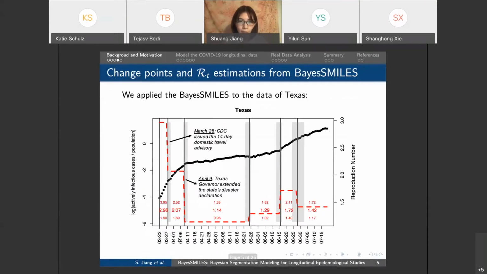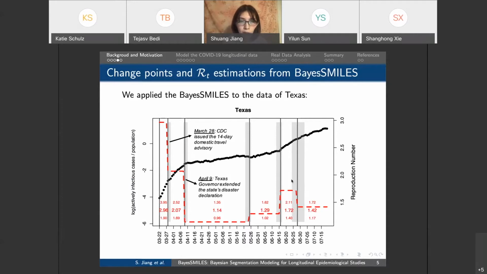Before we dive into the details of Bayes Miles, I would like to first show some results when we apply it to real data. Basically, Bayes Miles will help us answer the two questions, when and how, regarding those important interventions. When applied to the data we observed in Texas, our model detected 5 transition points, as marked by the vertical lines in this figure.